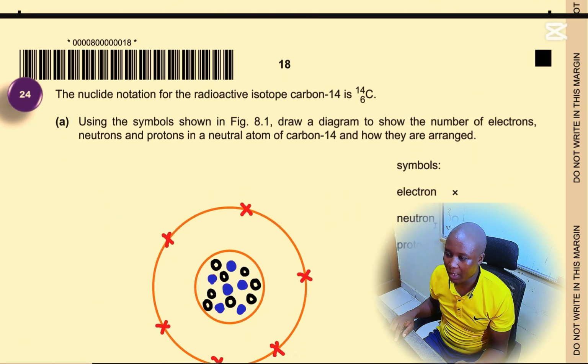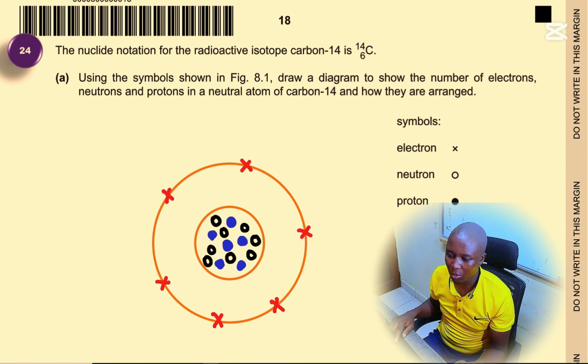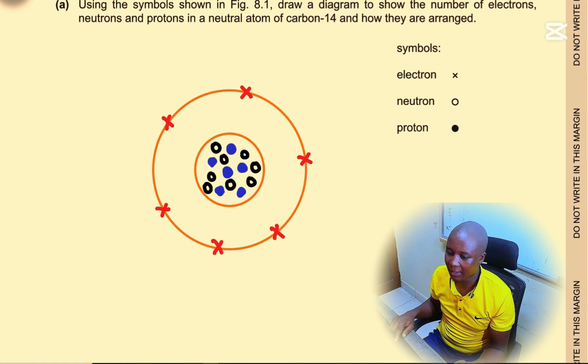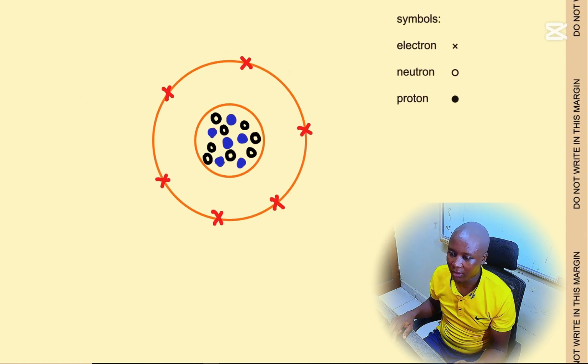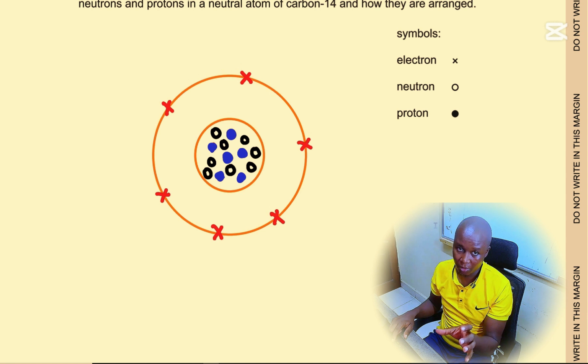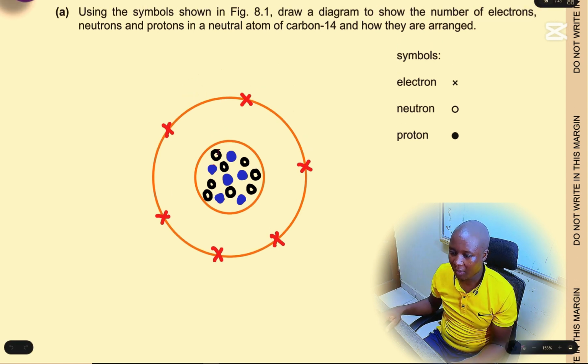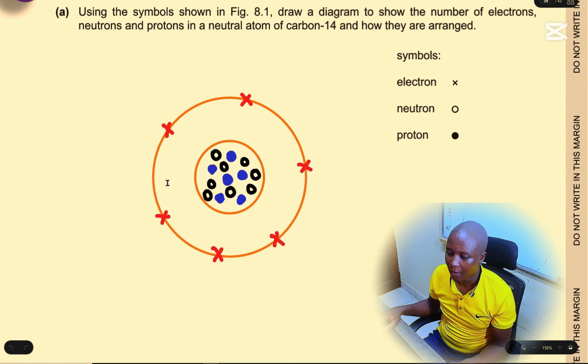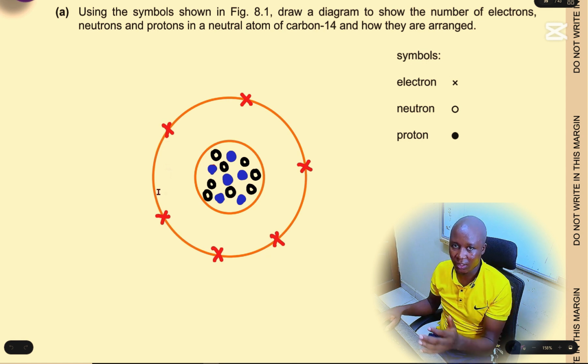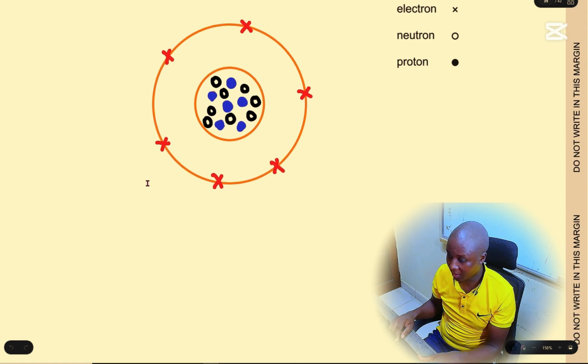If you're given carbon-14, then you are supposed to draw the model of that. So remember, the neutrons and protons are usually inside the nucleus, and the electrons are orbiting around. So you shall have the neutrons and the protons inside the nucleus, and then we shall have the 6 electrons around. And remember, the number of electrons is equal to the number of protons.